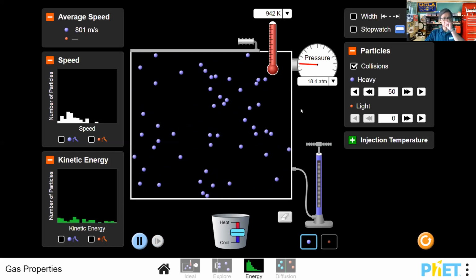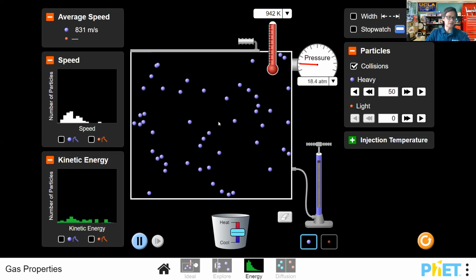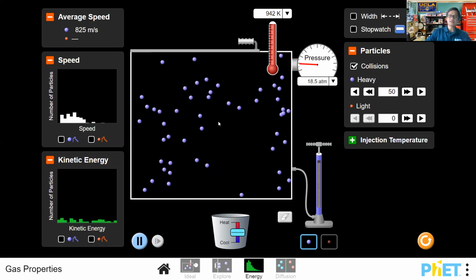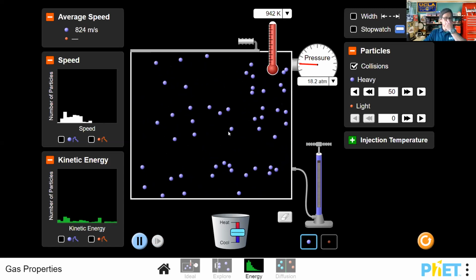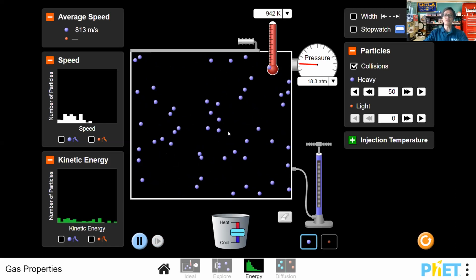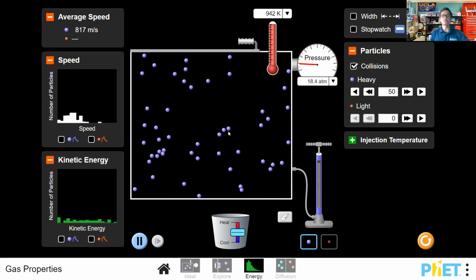So the number of particles here didn't change, folks. We started out with 50, we still have 50 now. So what we see here then is by adding in more heat energy, we get these particles to move faster. And as they move faster, they have more kinetic energy.